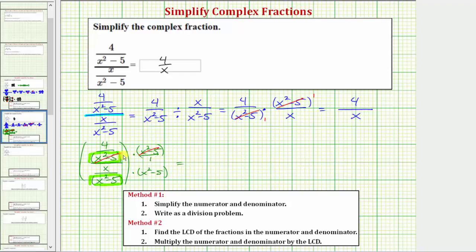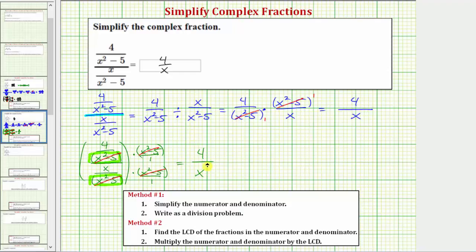So multiplying on the top here, we just get 4. Now multiplying in the denominator, again notice how we have a common factor of x squared minus 5 between the numerator and denominator, because this is a fraction with a denominator of 1. x squared minus 5 over x squared minus 5 simplifies to 1. So multiplying here, we just get x times 1, which equals x.